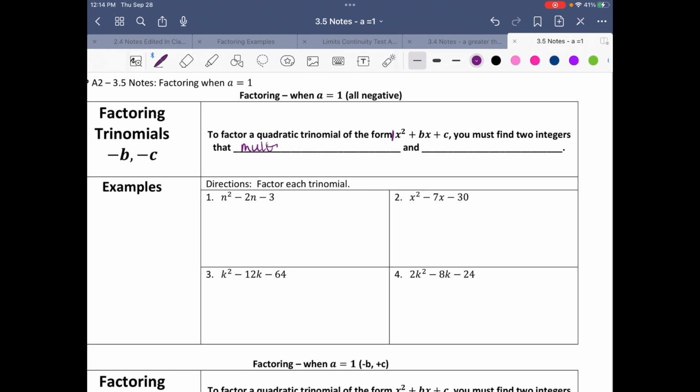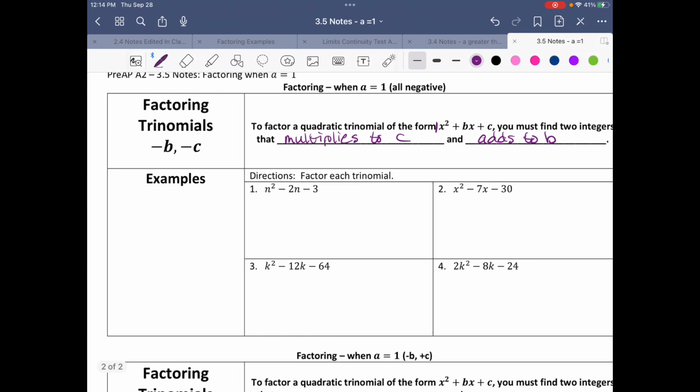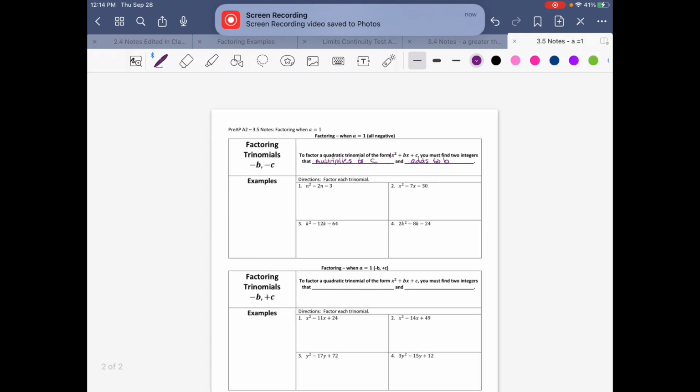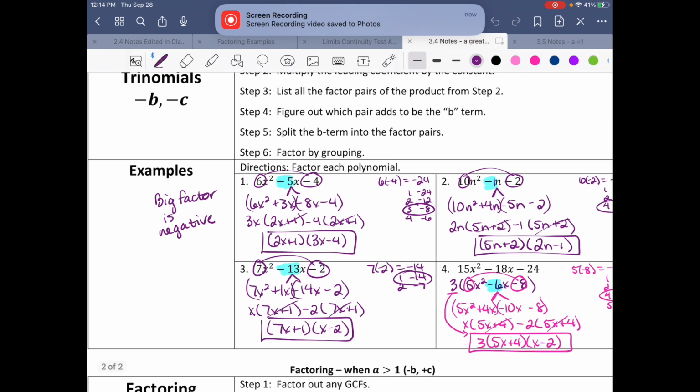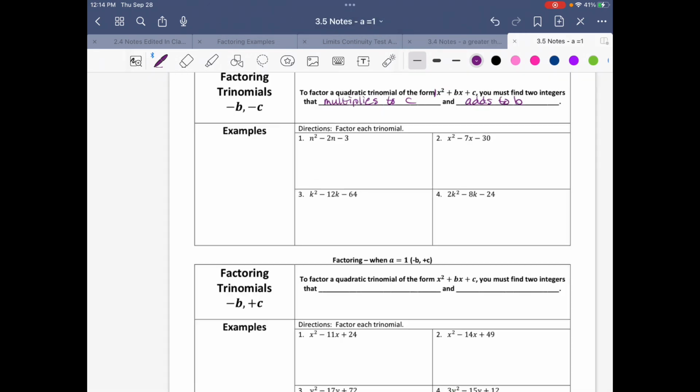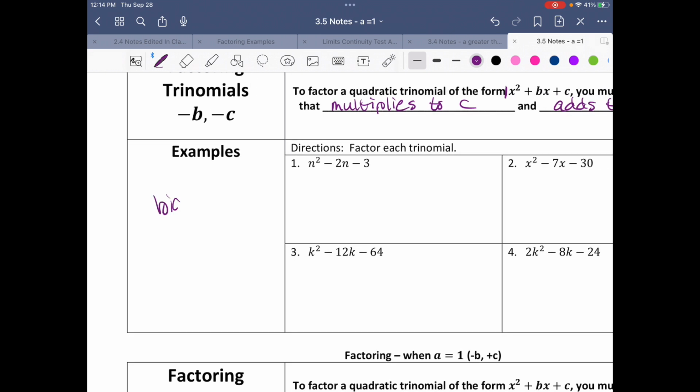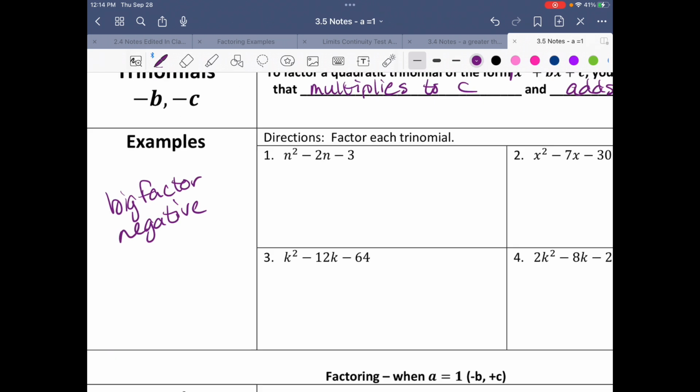Okay, factoring that quadratic polynomial, a trinomial with the leading coefficient 1, what multiplies to c and adds to b. So this time everything is negative. B and c are both negative. It's the big factor that's negative. The negative has to outweigh the positive here.